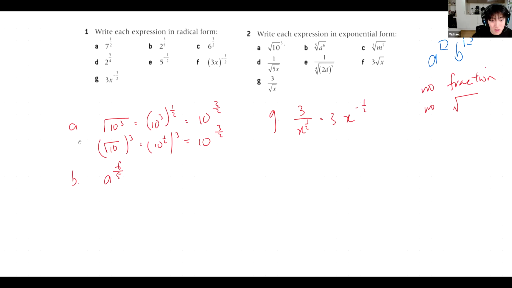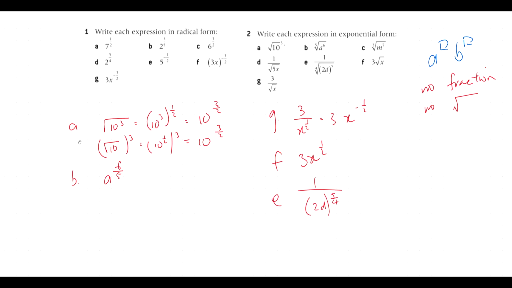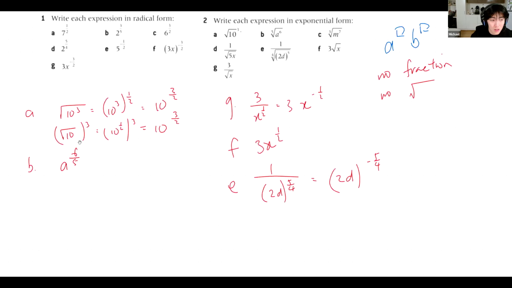Let me just do F so we can have this kind of in order. 3x to the half. F is easy. E is complicated. That looks disgusting. All right, do it slowly. Fourth root to the power of 5, so it's 2d. So fourth root to the power of 5 is 5/4. That's the first step. And then we put it on top, so 2d to the negative 5/4. If you want to, you can split it up, but I don't see a point. You could have 2 to the negative 5/4 times d to the negative 5/4, but I don't see a point in this.